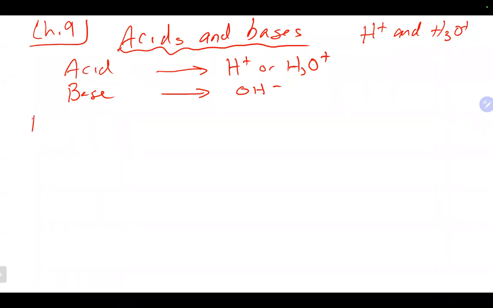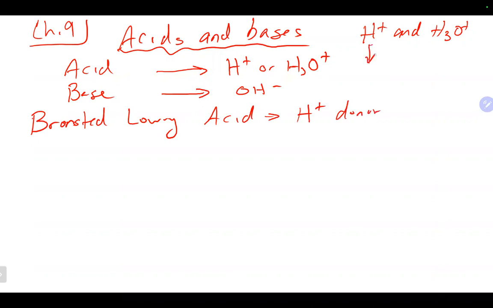A more generic definition of an acid and base is the Bronsted-Lowry definition. In the Bronsted-Lowry definition, an acid is a proton donor. And again, H plus is also referred to as a proton. While a base is a proton acceptor.